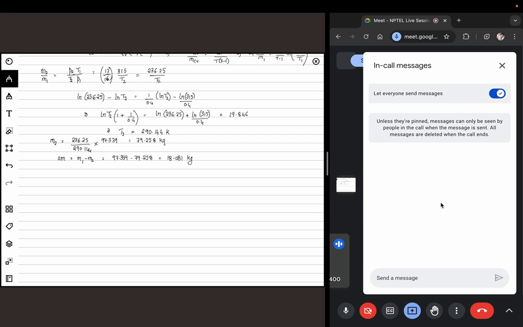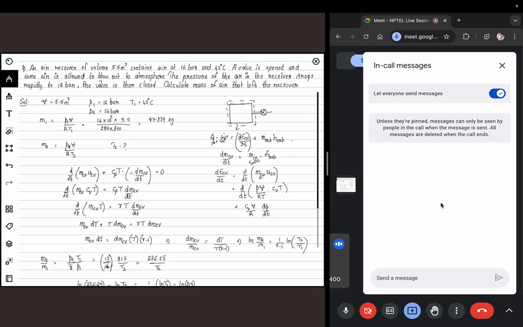So the difference between this problem and the previous problems that we have discussed up until now is that this is an unsteady process, unlike the previous ones. So what is the only thing that we have done? We know that to calculate the final mass, we need to know the final temperature, but then we cannot directly use the relation PV to the power gamma minus 1 equal to constant because the mass of the system is continuously changing.